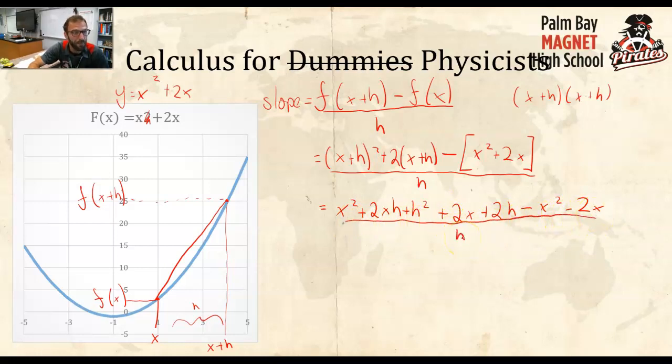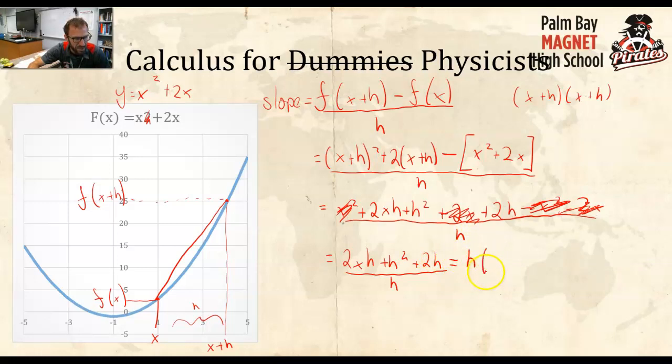Now, we can tidy this up because actually if I'm looking at this, I've got an x squared right here, and I've got a negative x squared here. Let's get rid of it. All right, that's gone. I've got a 2x here, and I've got a negative 2x, right? So I can get rid of those. And what else have I got? I think that's about it. So what I am left with is 2xh plus h squared plus 2h, and all of that is over h. But the beautiful thing is I've got an h here, I've got h squared here, I've got an h here. Let me go ahead and factor out an h real quick.